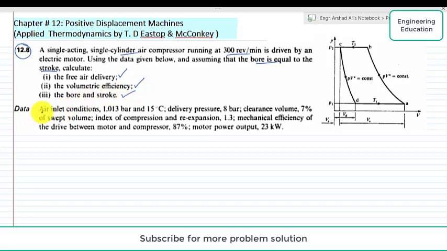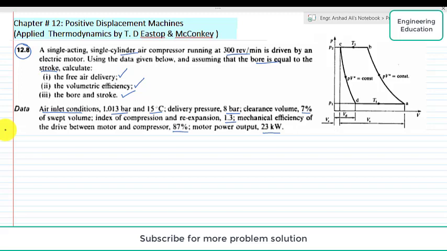Data: air inlet conditions are 1.013 bar and 15 degrees C. Delivery pressure is 8 bar. Clearance volume is 7% of swept volume. Index of compression and re-expansion is 1.3. Mechanical efficiency of the drive between motor and compressor is 87%. Motor power output is 23 kilowatt.